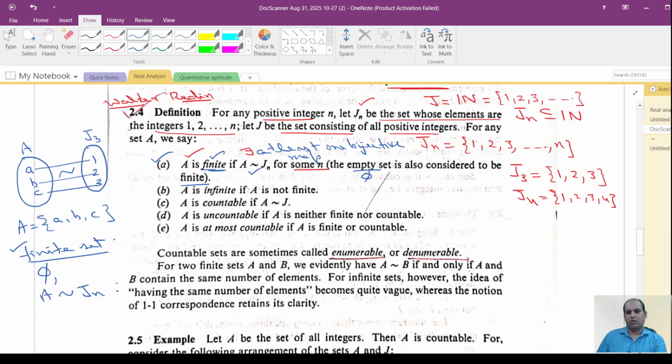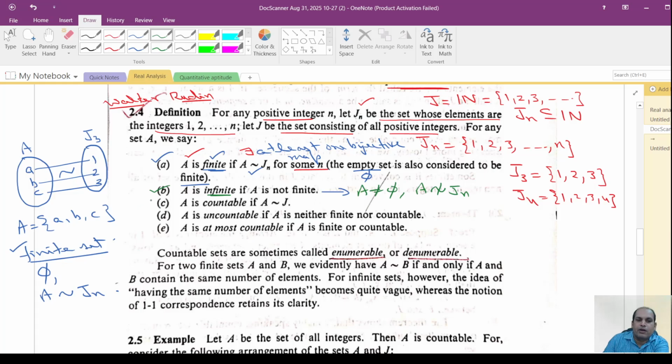Infinite set means that it has to be non-empty and it should not be similar to Jn. If any set is non-empty and not equivalent to Jn, meaning there is no bijective mapping between A and Jn, all those sets are termed infinite. So, this is a very brief, very exact explanation of the concept of finite and infinite set. Always explain it with the help of the concept of function.